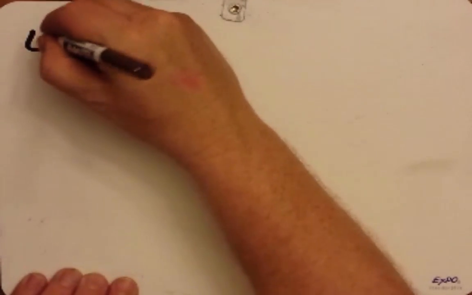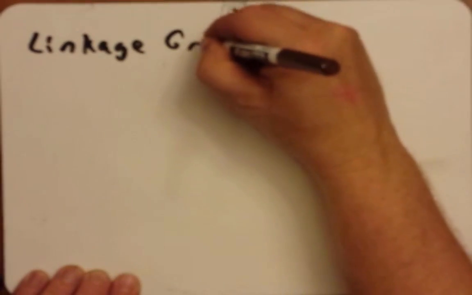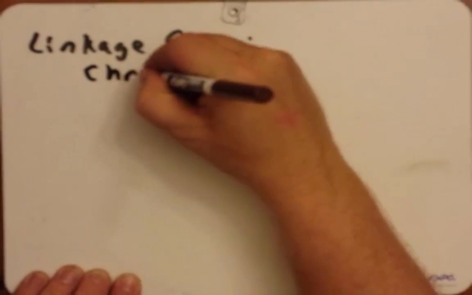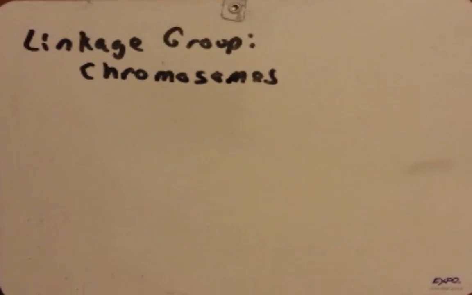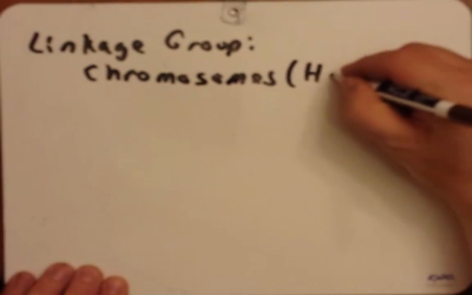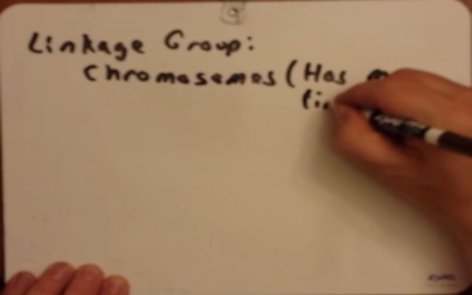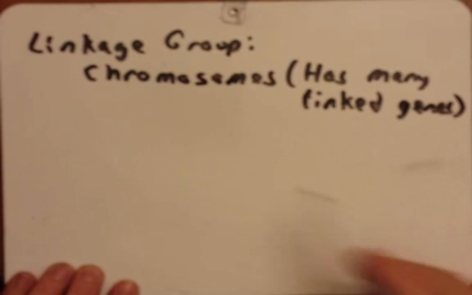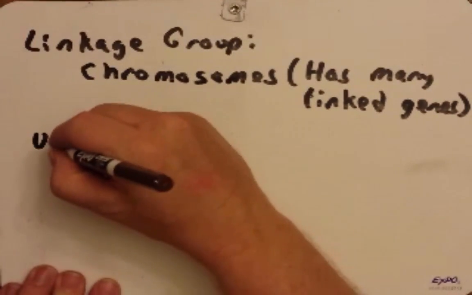Linkage group. Sometimes we call chromosomes a linkage group because a chromosome has many linked genes. And since they're on the chromosome, sometimes we just refer to that whole chromosome as a linkage group. Unlinked genes.